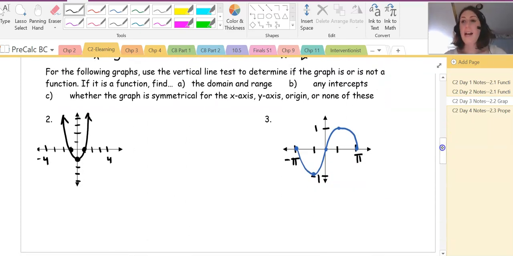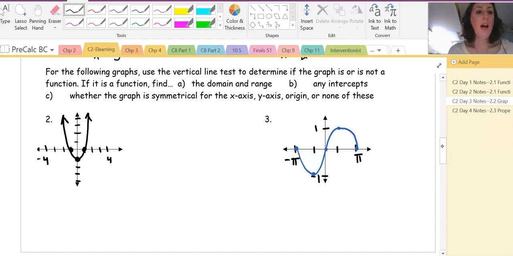Moving on, we have these two graphs, and we want to use the vertical line test to determine if the graph is or is not a function. If it is a function, we're going to find the domain and range, we're going to find any intercepts, and we're also going to talk about some symmetry, whether the graph is symmetrical over the x-axis, y-axis, origin, or none of these. And symmetry is something we're going to talk about a lot in our next lesson, 2.3.